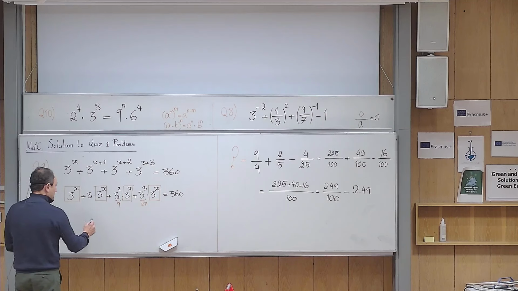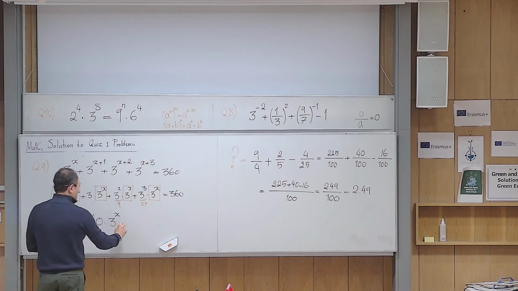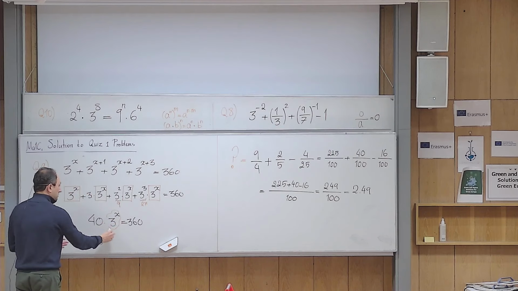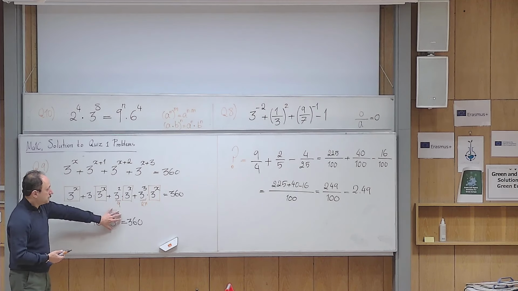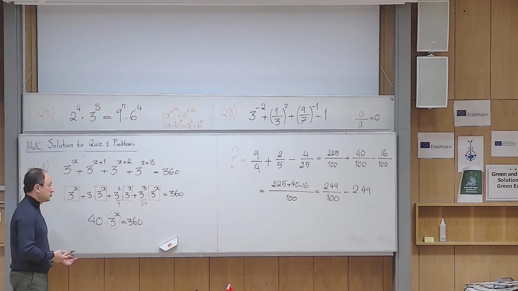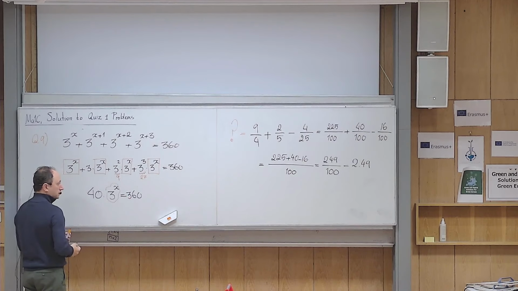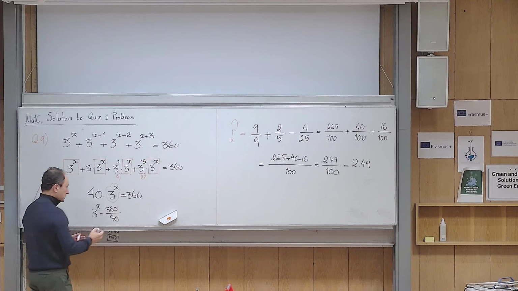So the left-hand side is simply 40 times 3 to the x. And the right-hand side is 360. Okay, do I know this number? No. Why? Because I don't know x. But don't worry, because whatever this is, after being multiplied by 40, the answer is 360. So if I ask you what this number is, you can simply divide this by 40. Yes? So 3 to the x is 360 divided by 40. But that is not a hard thing, yes? Zeros are gone. 36 divided by 4 is just simply 9.